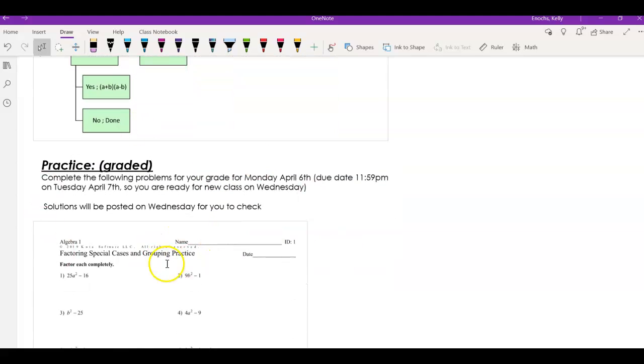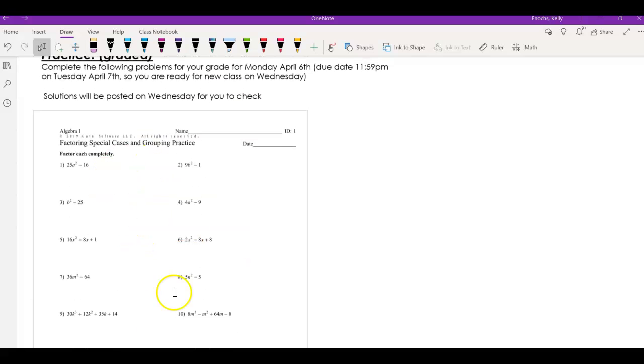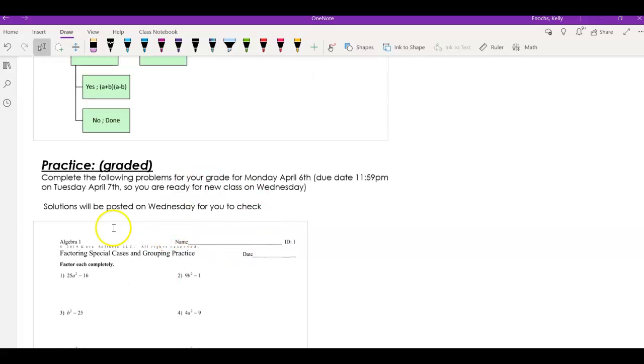Your assignment today is to finish all of this special cases and grouping practice. Answers will go up tomorrow, and just completing the worksheet, not for accuracy, but making sure that you complete it and show your work, will be your grade for Monday's class. You just have to finish it before we have class on Wednesday.